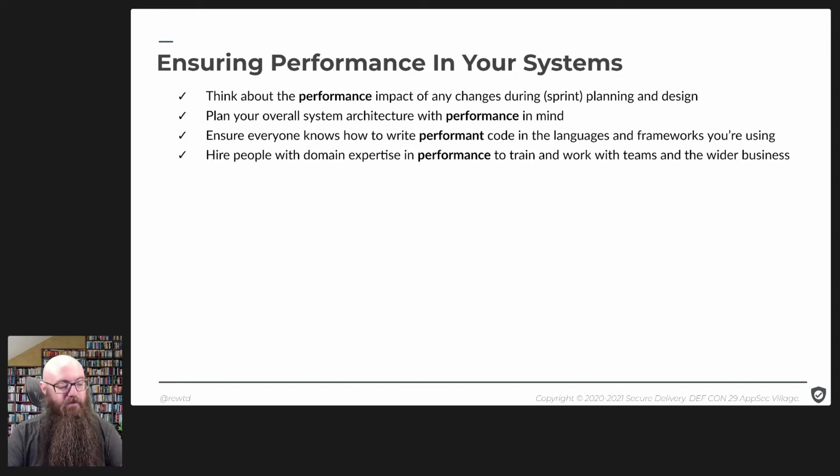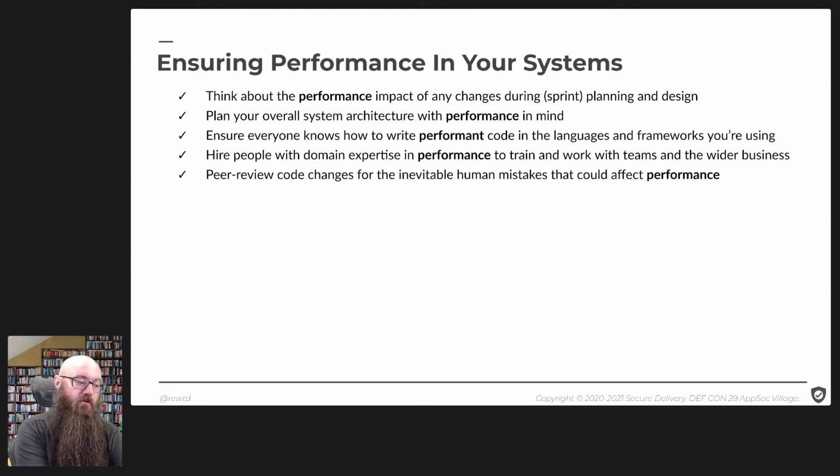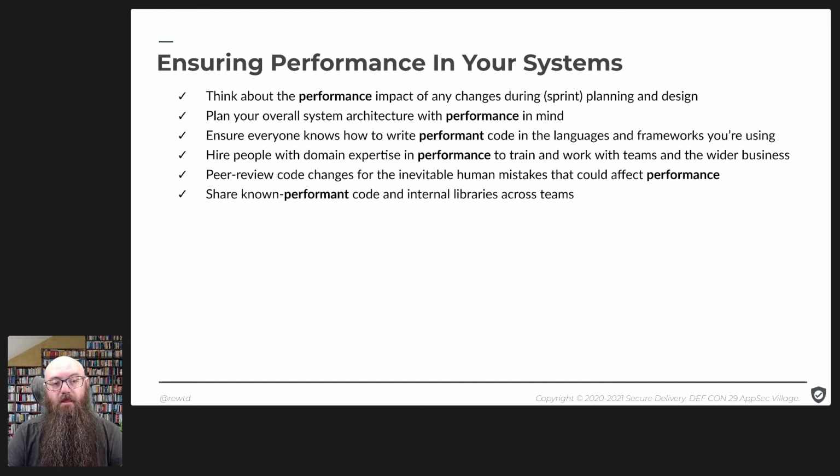We'll hire people with domain expertise in performance to come in and coach and guide our teams and the wider business to understand how important performance is. We'll peer review code changes for those inevitable human errors that slip in that might impact how performant our code is. We'll share known performant code and internal libraries across the teams.